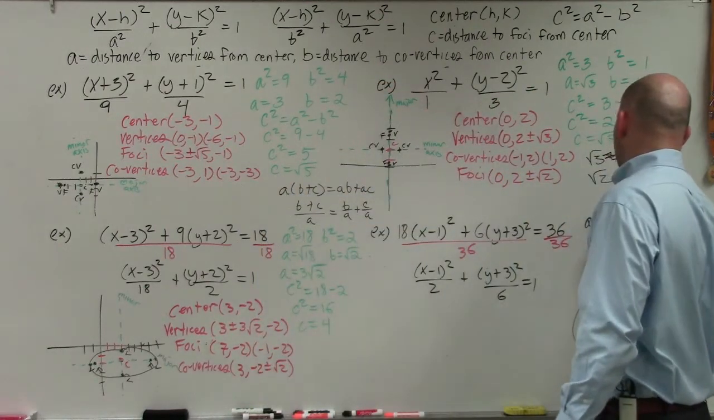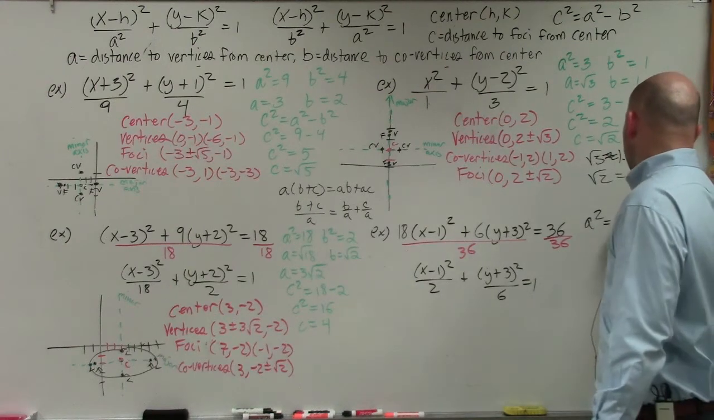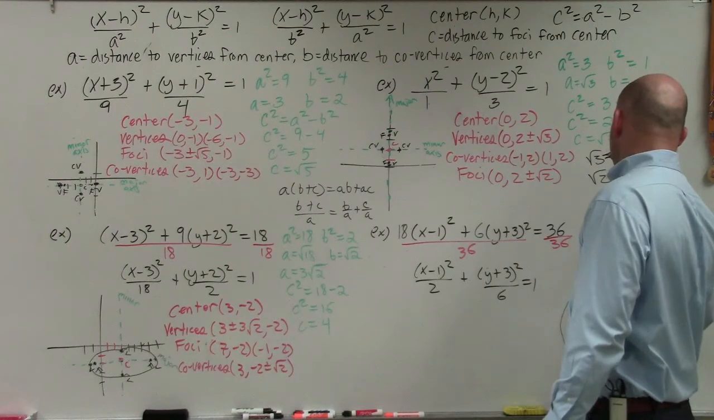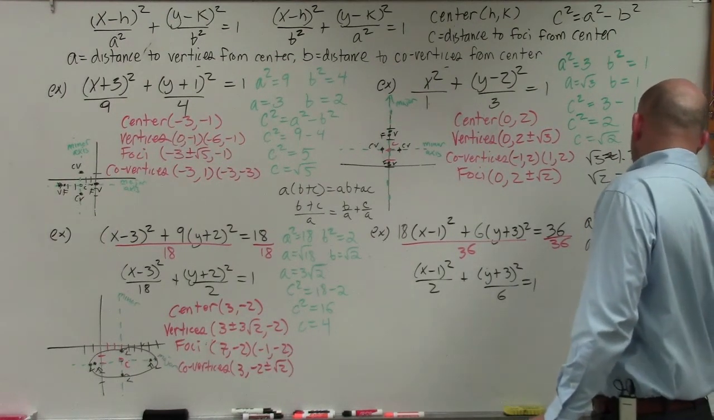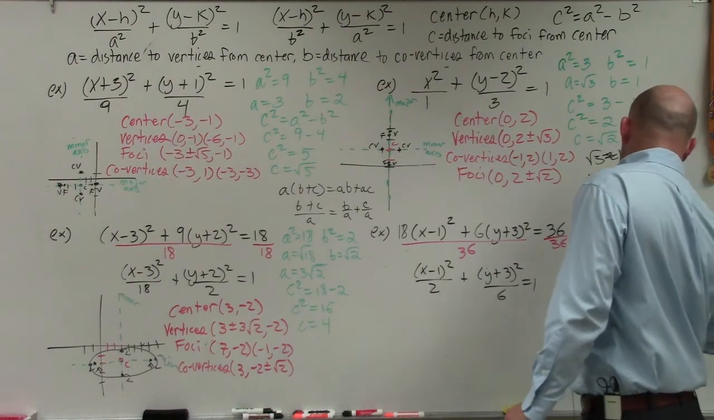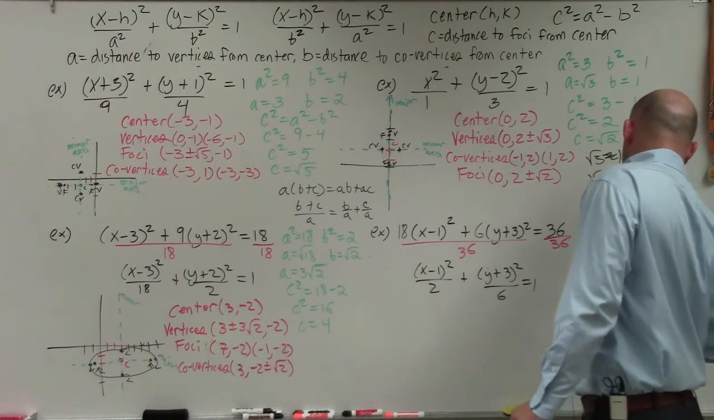Let's do a squared again. Remember a squared is a larger number, which in this case is 6. So a squared equals 6. B squared equals 2. That means A equals the square root of 6, B equals the square root of 2, and C squared equals 6 minus 2, so C squared equals 4. So therefore, C equals 2.